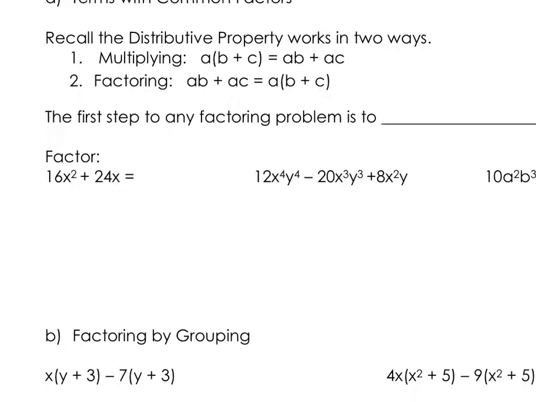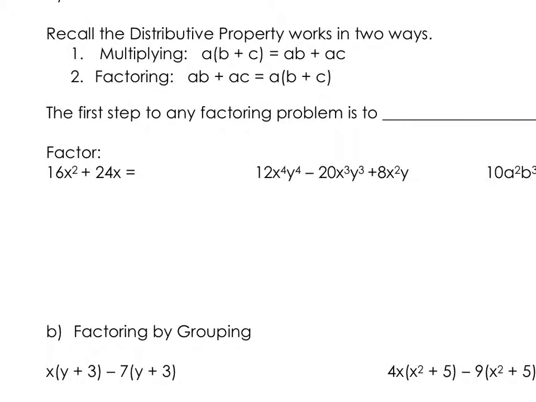So recall the distributive property. It works in two ways. If you want to multiply, you have a times b plus c. You distribute the multiplication and you get ab plus ac. So a is multiplied times both b and c. If you want to do it backwards, if you want to factor, if you have ab plus ac, there is a factor of a in both terms. You can factor it out, and when you do, you are left with a times the quantity b plus c.